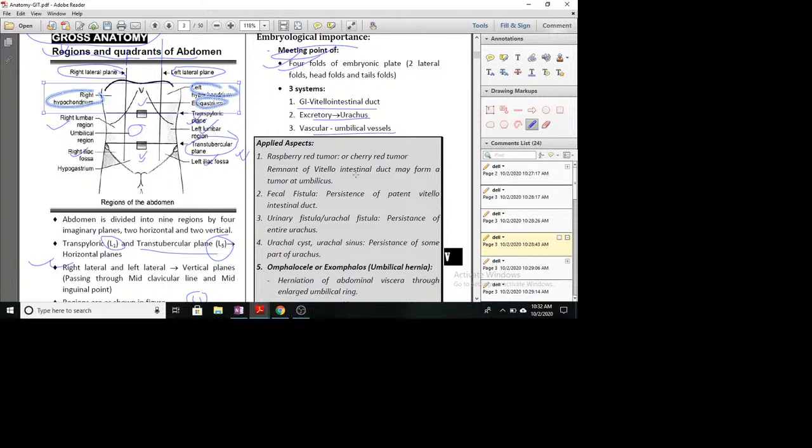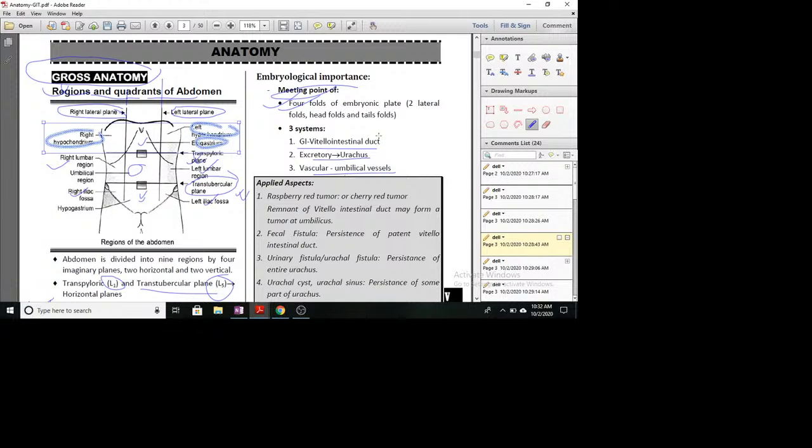Raspberry red tumor or cherry red tumor: a remnant of the vitello-intestinal duct may form one. Okay, let's talk about the three items. It is the meeting point of four folds of the embryonic plate. The meeting point of the four folds of the embryonic plate is the caput medusae.